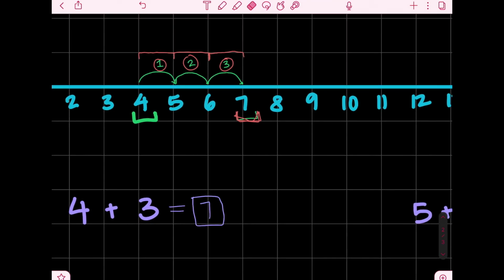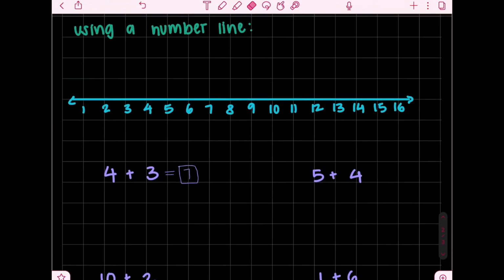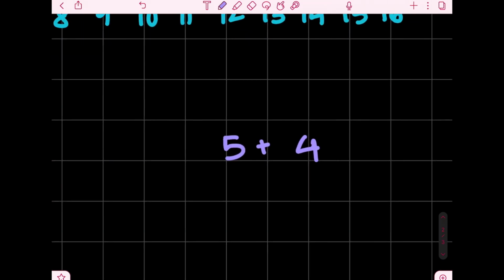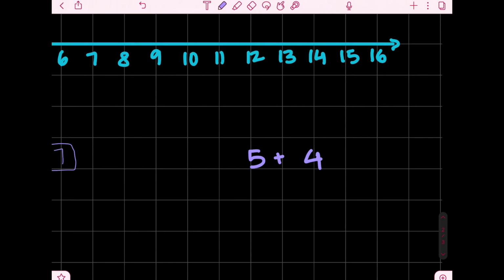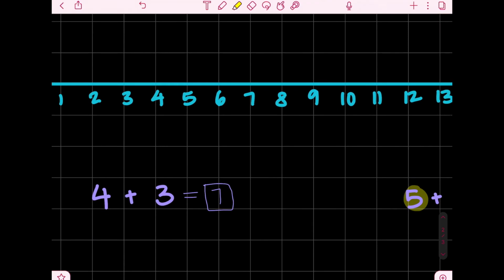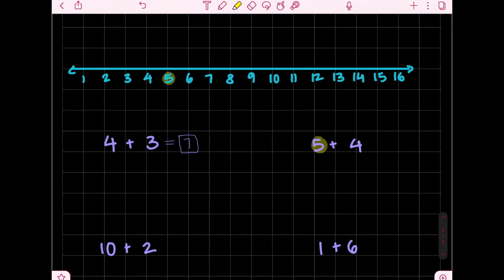Okay, so that wasn't too hard. It's a little bit faster than visualizing and using hard objects. So I'm just going to erase this and we'll move on to our next problem, which is going to be 5 plus 4. So remember what we did the first time. 5 is our starting number, which means that we locate 5 on our number line. So now that we have found the number 5, our next thing to do is add 4.